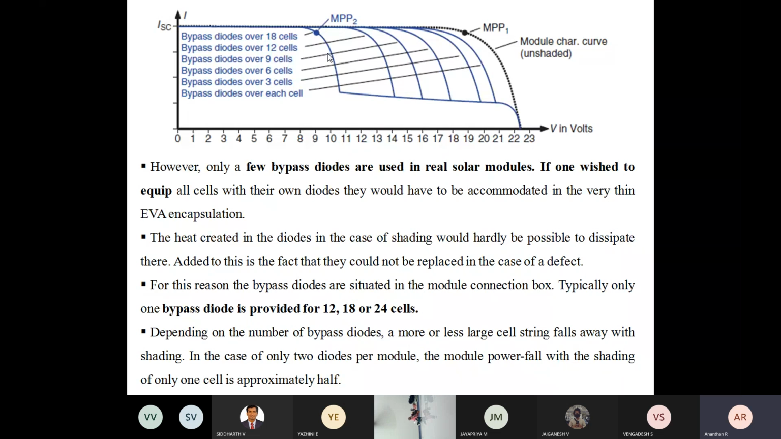So in general cases, a single bypass diode is provided between 12, 18 or 24 cells, in a single series. So they will provide one bypass diode for a series. Let us say this series has 12 cells; so for one series, they will provide one diode for the 12 cells. Similarly for each and every section. Okay, so we need to check those things.